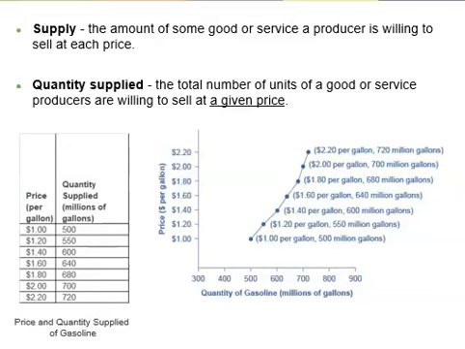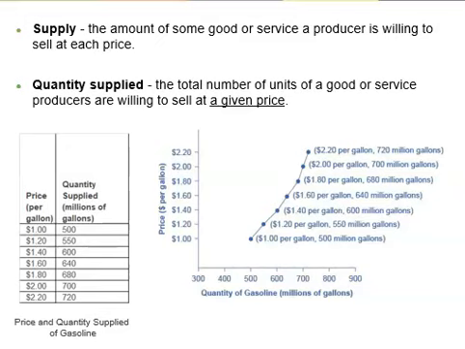For example, the highest point on the supply curve on this graph is associated with the highest price level on our supply table. At the highest point on the supply curve, the price is $2.2 per gallon of gasoline, and the quantity supplied is 720 million gallons. The lowest point on this supply curve is associated with the lowest price on our table. The price is $1 per gallon and the quantity supplied is 500 million gallons at the lowest point on the supply curve. Again, it is easy to see that when the price level is high, quantity supplied is high, and when the price level is low, quantity supplied is low.